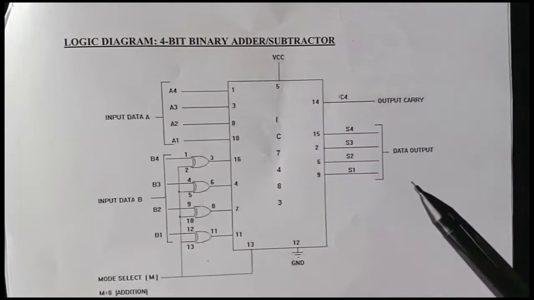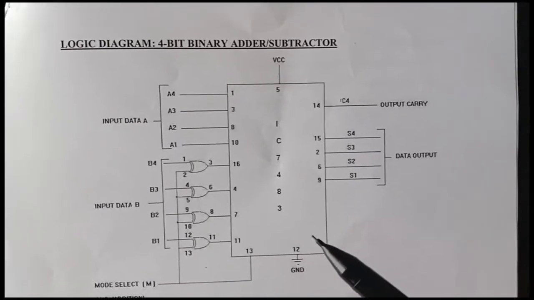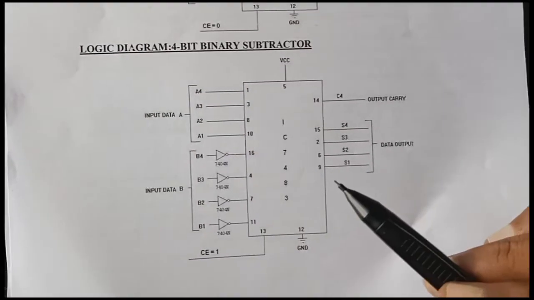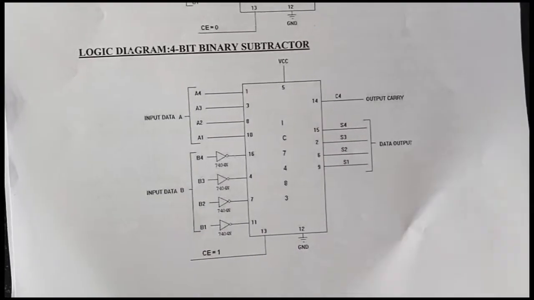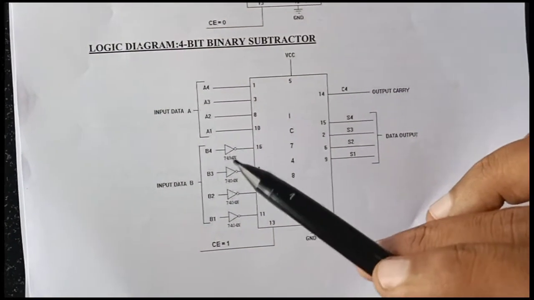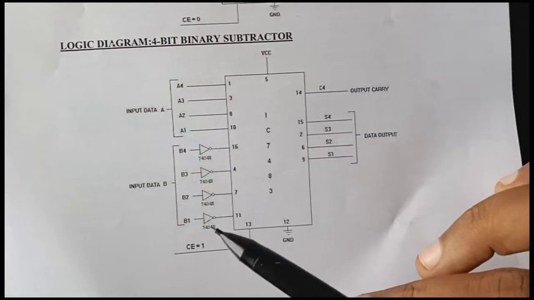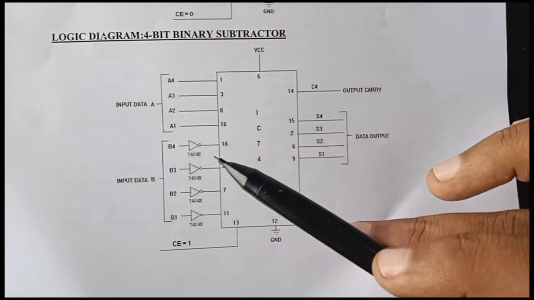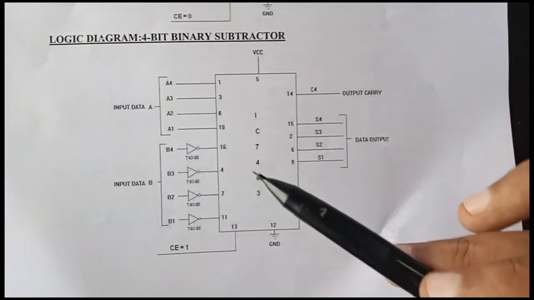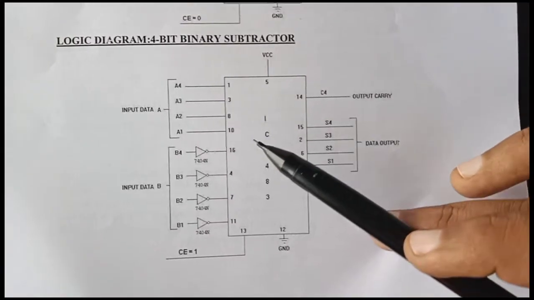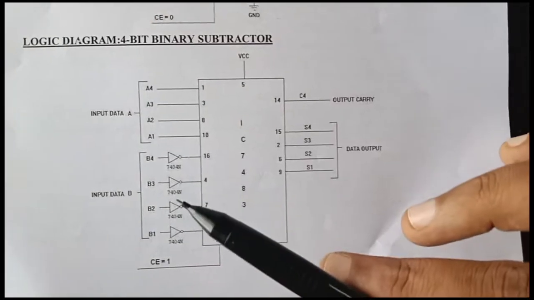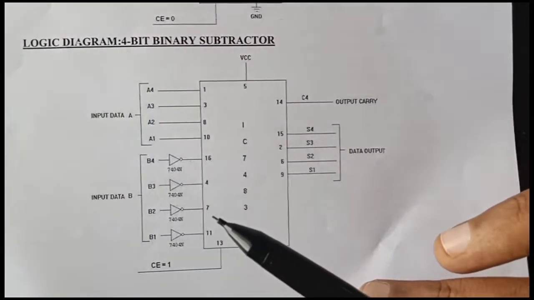So next, this is the logic diagram for the 4-bit binary subtractor. Here two inputs: A4, A3, A2, A1 is the input A, B4, B3, B2, B1 is the other input. So in this, we want to use a NOT gate 7404 to invert B4 and give it to the 16th pin, similarly 4th pin, 7th and 11th. So after inverting B4, B3, B2, B1, we want to give them to 16, 4, 7, 11.